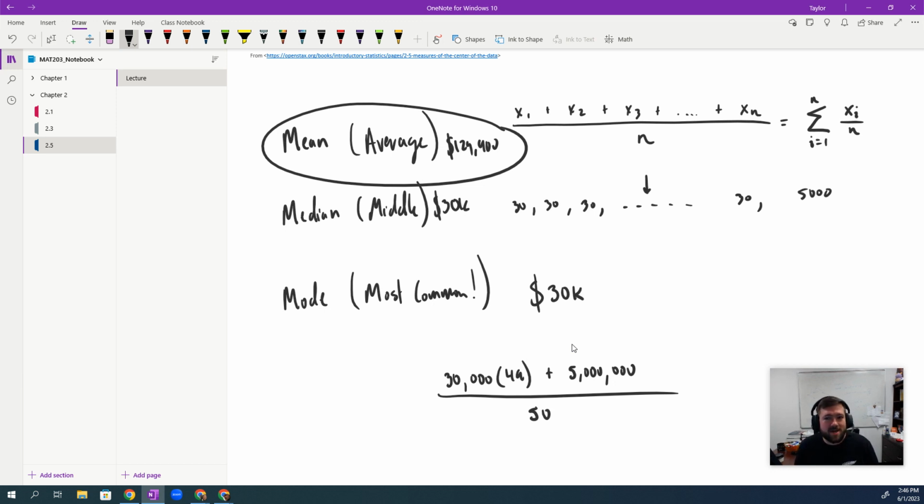No, it's not. It's 4 times the salary of almost everybody in the town, right? It's not a good representation of the data. We have this incredibly extreme outlier with the 5 million, right? And this is like the office example from a previous video, where an outlier can affect the mean, but it doesn't affect the median, right? So the median is 30K, and the mode, which we also see is most common, is 30K.